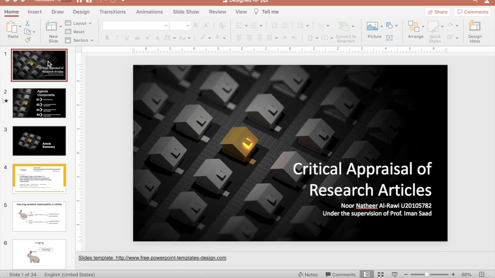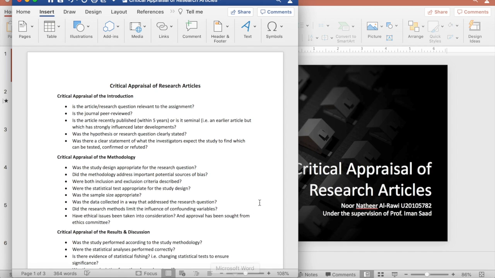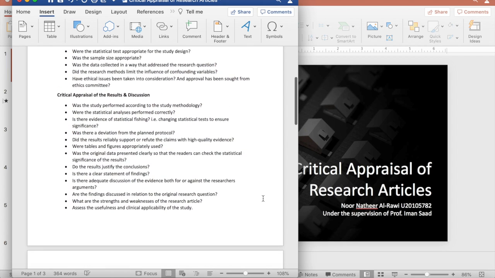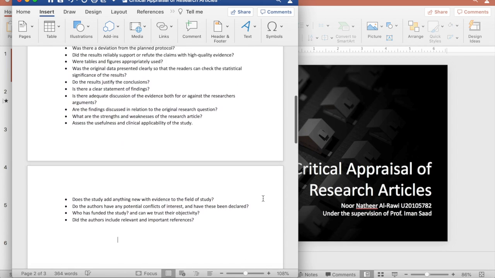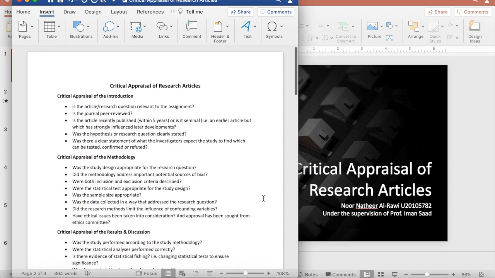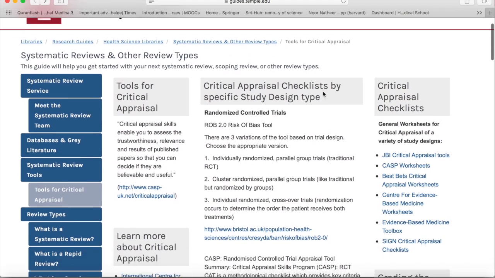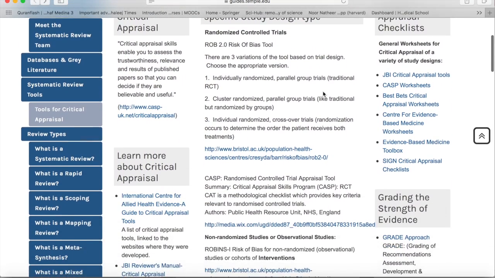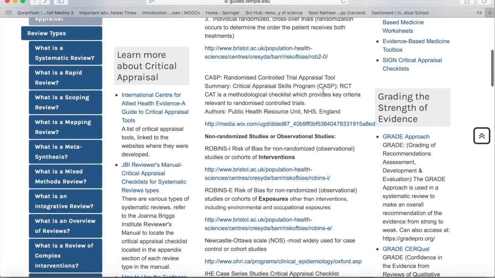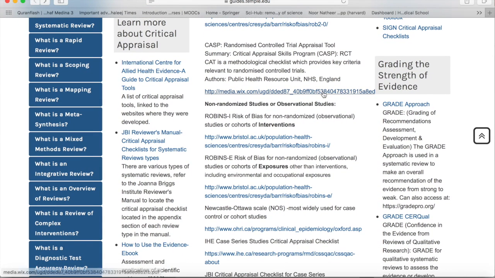In this video, I will be critically appraising a research article. Now, I have used a certain set of questions that was sent to me by my supervisor, but you have the freedom to use any sort of questions depending on the article type that you have. For instance, this link that I will be posting in the description provides you different checklists for whatever type of study you are trying to critically appraise.